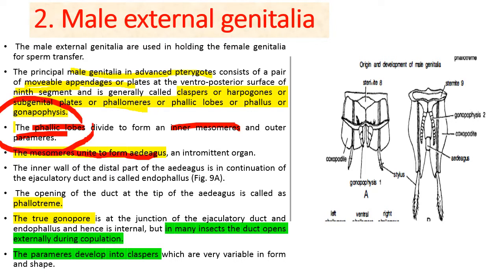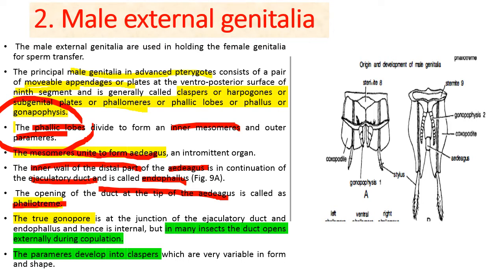Now if we talk about the aedeagus, so aedeagus has two parts. Now the inner wall of the distal part of this aedeagus is in continuation with the ejaculatory duct. So this part now is called as endophallus. Now this is known as endophallus. So the opening of duct, the duct which is opening at the tip of the aedeagus, this duct is known as phallotreme. So we have exact terminology for the main genitalia.